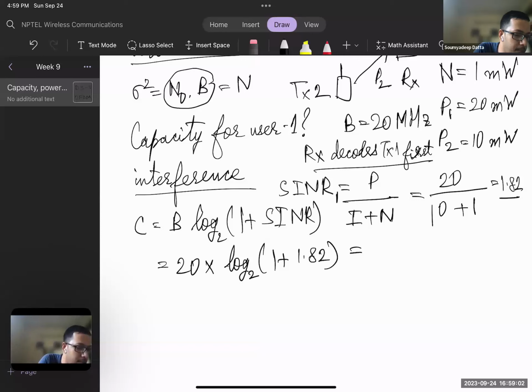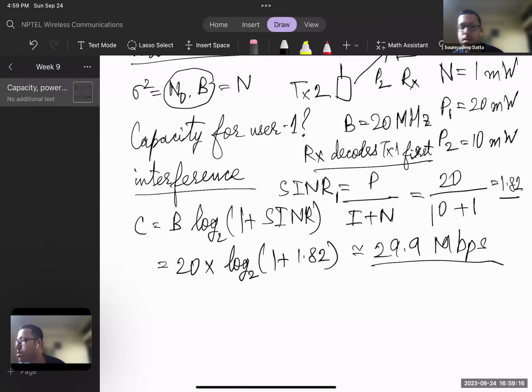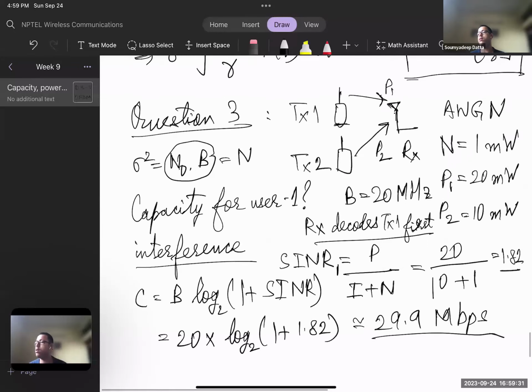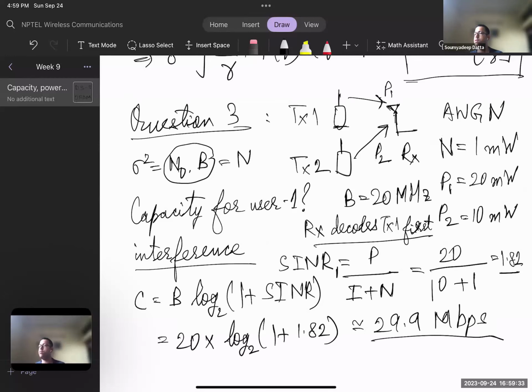Into 20. I'm getting something like approximately 29.9 Mbps. So this is a very straightforward question, and this should be easy. In any case, you just have to identify which is the actual transmitted signal for user 1, that is P1, and then which is the interfering signal, and then solve. So you'll have more interference channels later.